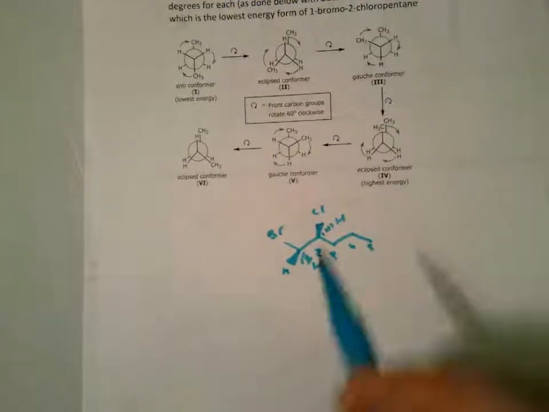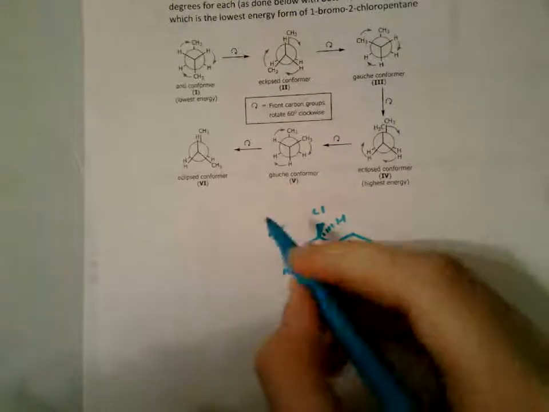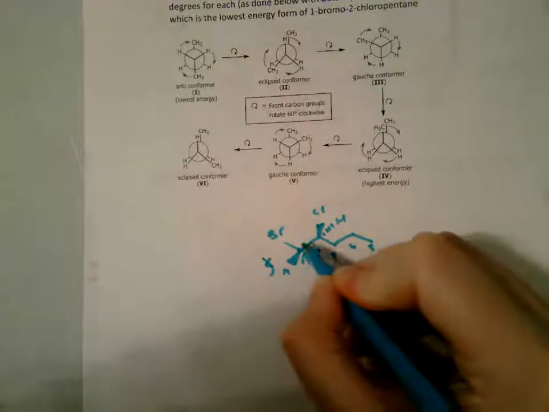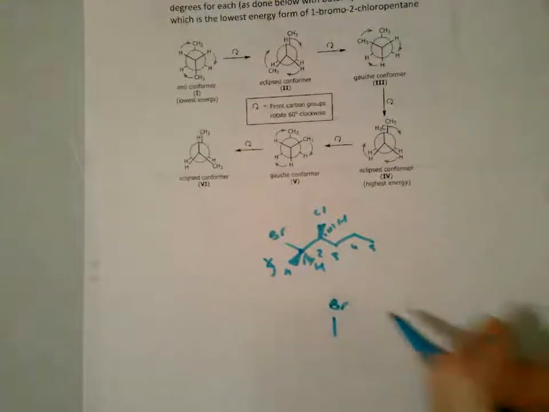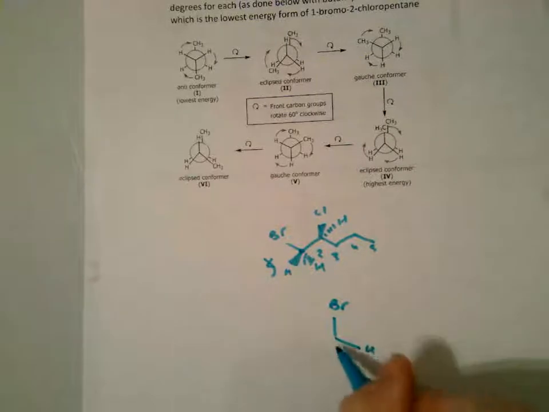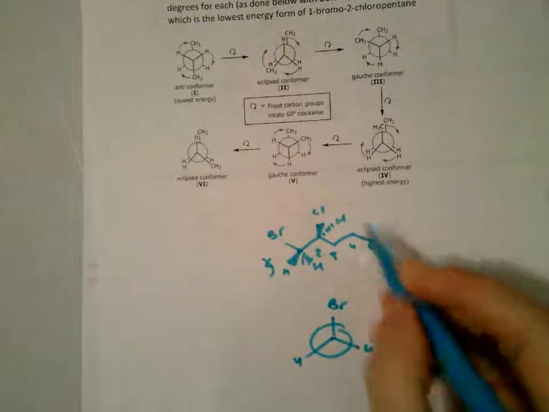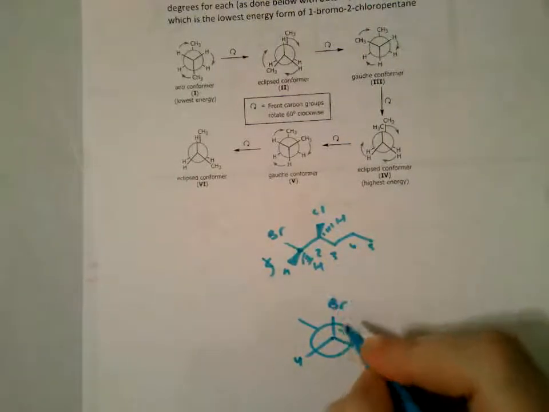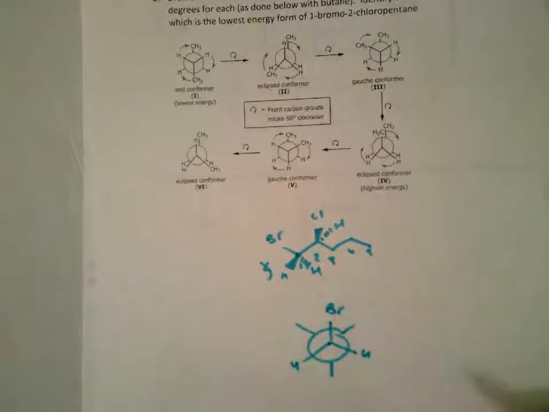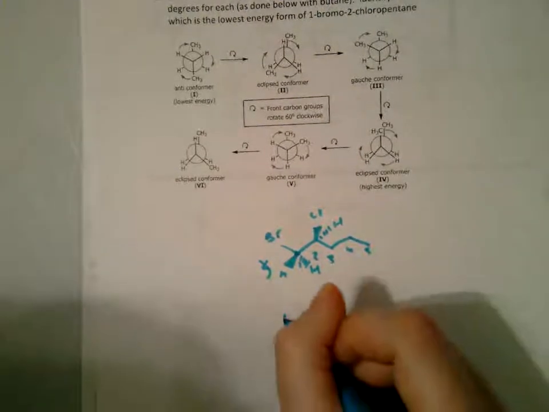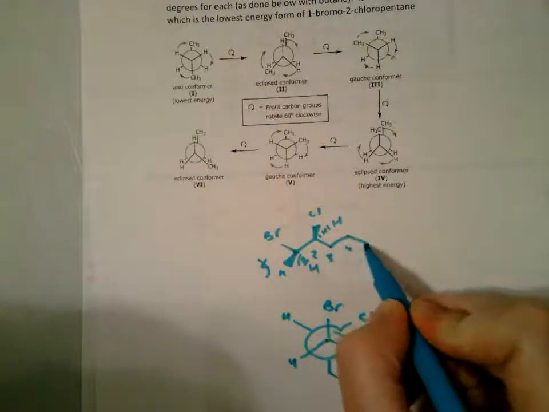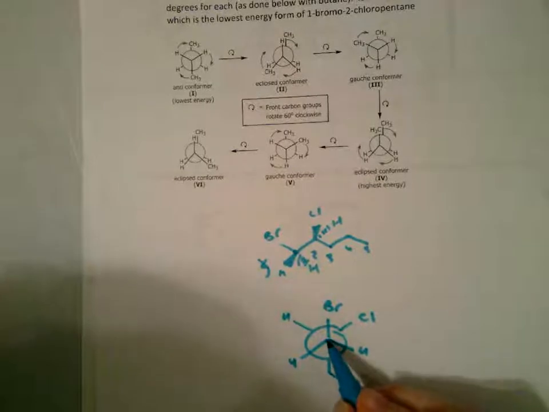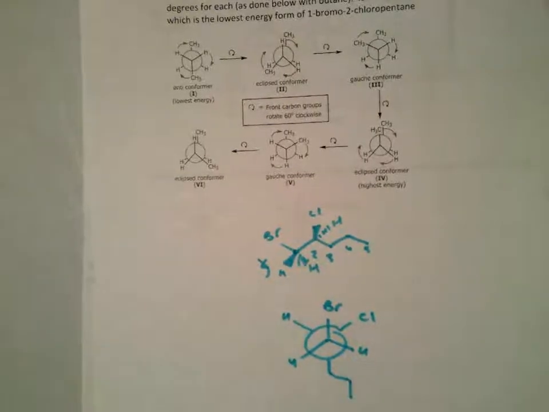And you're looking from the 1,2 carbon. So the one that comes first is 1. So we're going to look from 1 down to 2. So my bromine will go straight up. And then I'll have 2 hydrogens coming down. And then in the back, my chlorine would be on the right and my hydrogen would be on the left. And then I'd have 1, 2, 3. There we go. So this is the Newman projection.